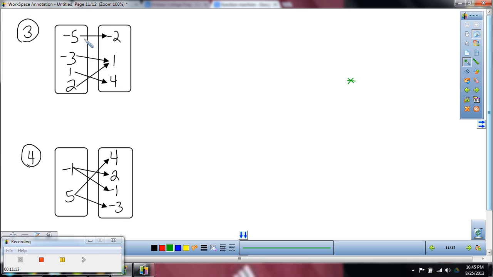Is it a function? Well, 5 goes just to 2. 3 goes only one place. 1 goes only one place. And 2 goes only one place. So this would be an example of a function.